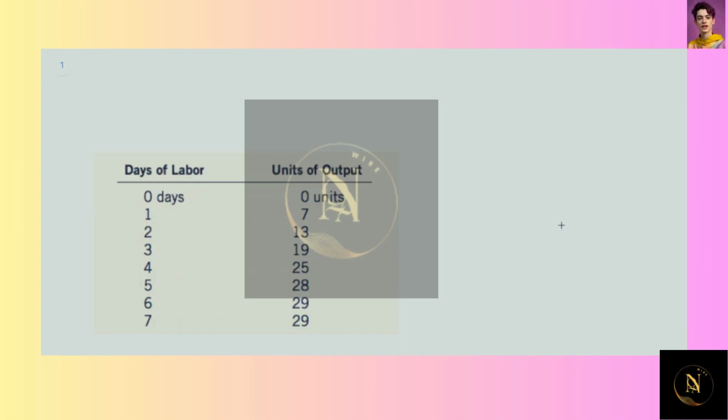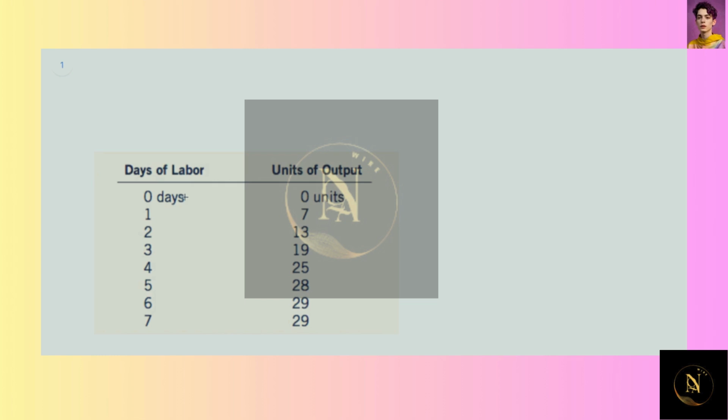In question 3, we have this following chart of the firm's production function. So question A, calculate the marginal product for each additional worker. So this is the most basic question. We just have to see that, okay, from 0 to 1, the days of labor here means that each day they hire one more labor.